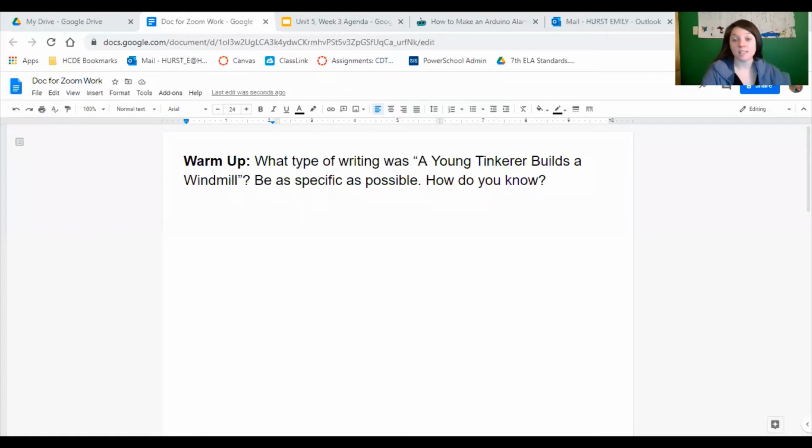Today we are going to continue to look at the text we read yesterday. A young tinkerer builds a windmill electrifying a city. So what we're going to do today, well actually let's go ahead and look at our warm-up. Go ahead and answer this question. What type of writing was a young tinkerer builds a windmill? Be as specific as possible. How do you know?